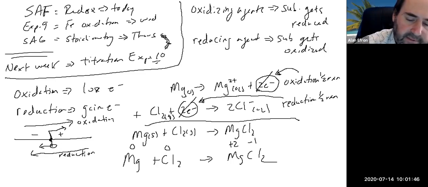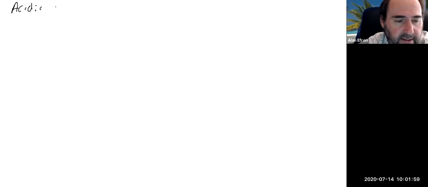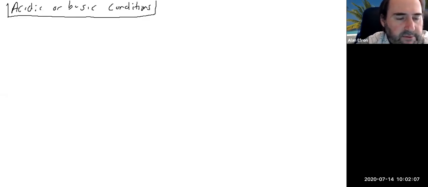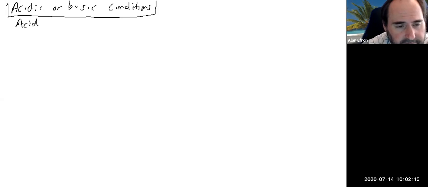Okay, so let's talk about how you balance a little bit more complicated redox reactions in acidic or basic medium. We can balance these in either acidic or basic conditions. We'll do both, but we're going to start with acidic. So if you are asked to balance a redox reaction in acidic conditions, these are sort of the steps that you want to follow. So let's take a look at an equation here.